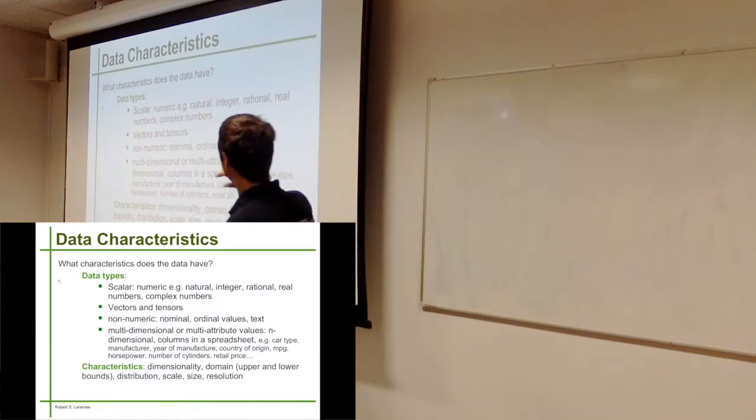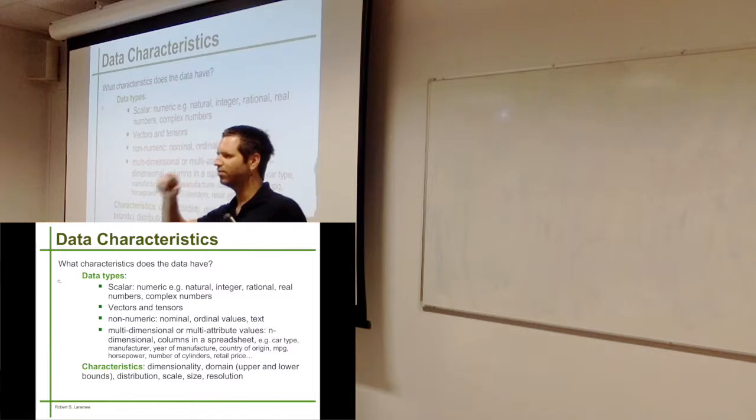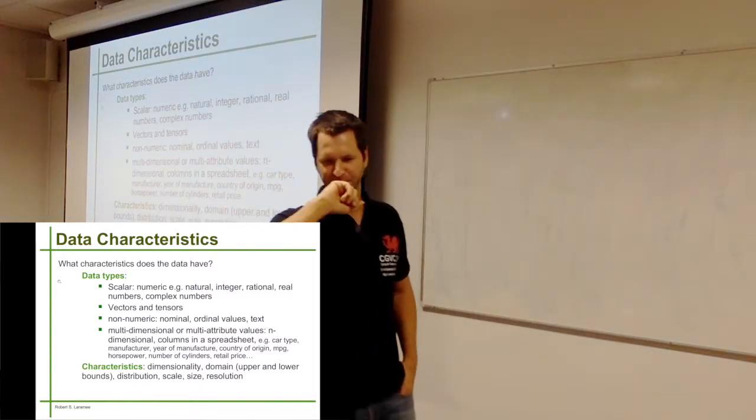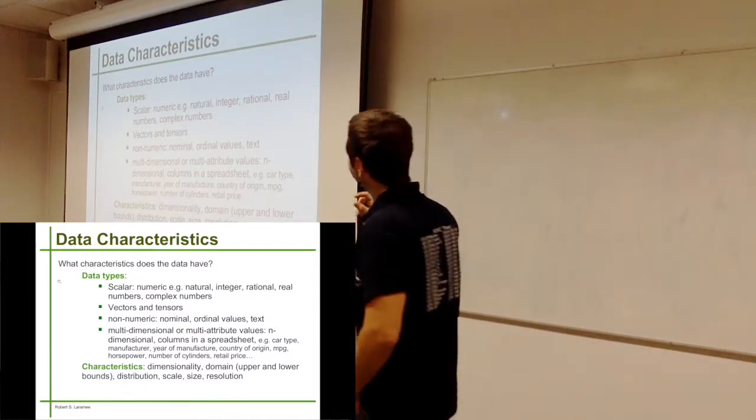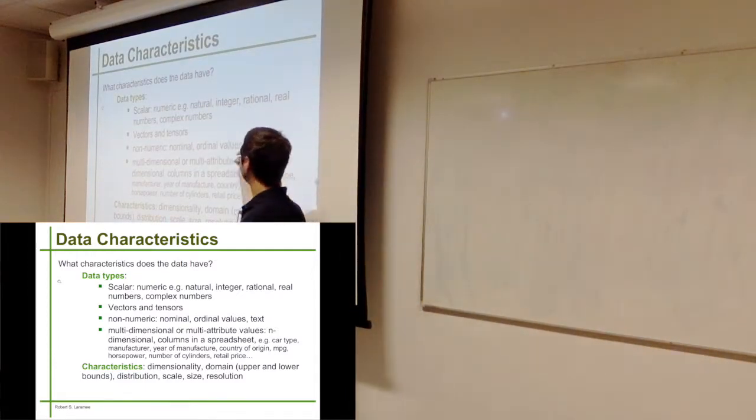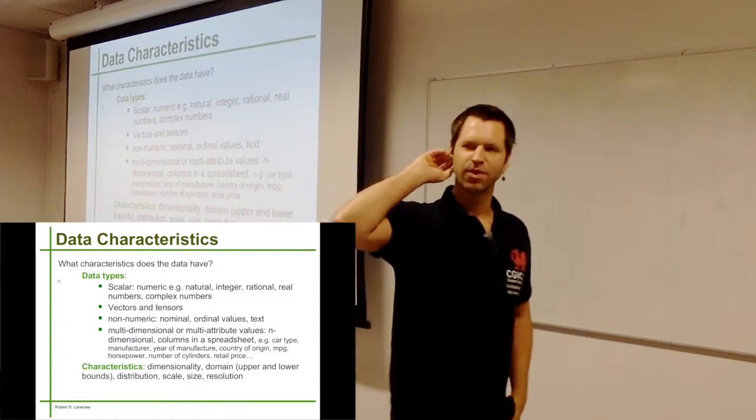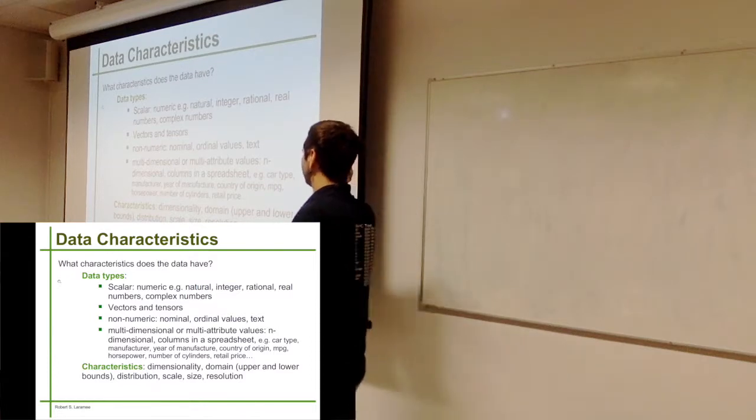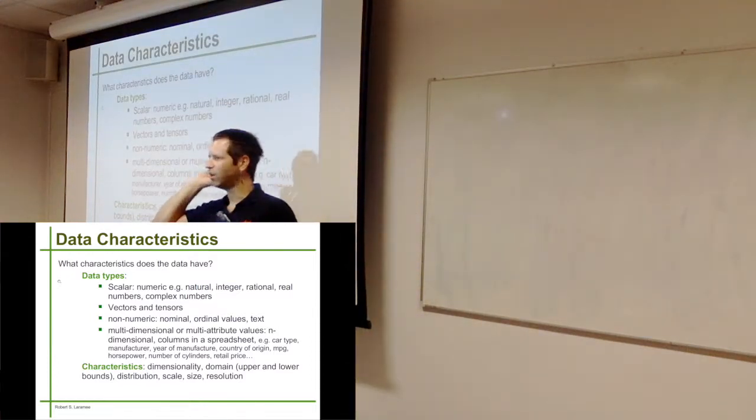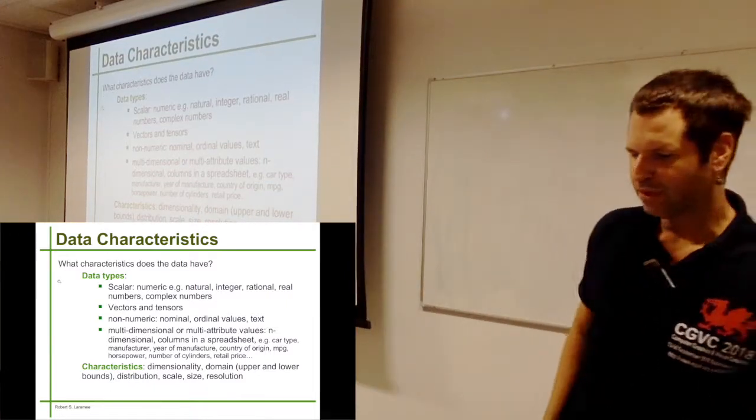There's non-numeric data too, like text and letters and nominal values, like first, second, third, and so on. So don't forget about text. That is data. And text is really challenging. It's very challenging to visualize because it is uncertain. If I tell you a word, there are multiple interpretations of that word. And there's a lot of uncertainty associated with words.